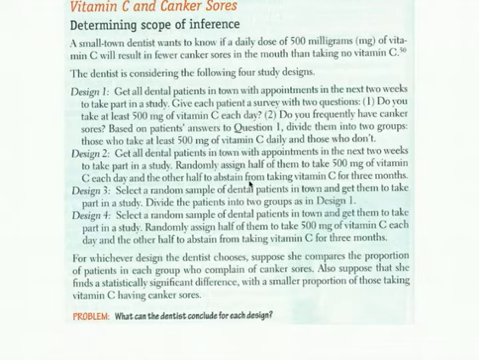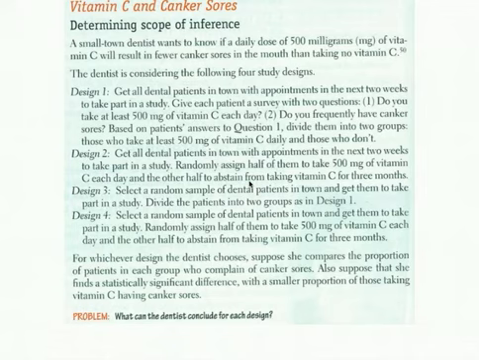Design 3 is to select a random sample of dental patients in the town and get them to take part in a study. Divide the patients into 2 groups as in Design 1. And so that would be dividing them into 2 groups, those who take 500 milligrams of vitamin C daily and those who do not. And Design 4 is to select a random sample of dental patients in the town and get them to take part in a study. Randomly assign half of them to take 500 milligrams of vitamin C each day and the other half to abstain from taking vitamin C for 3 months.